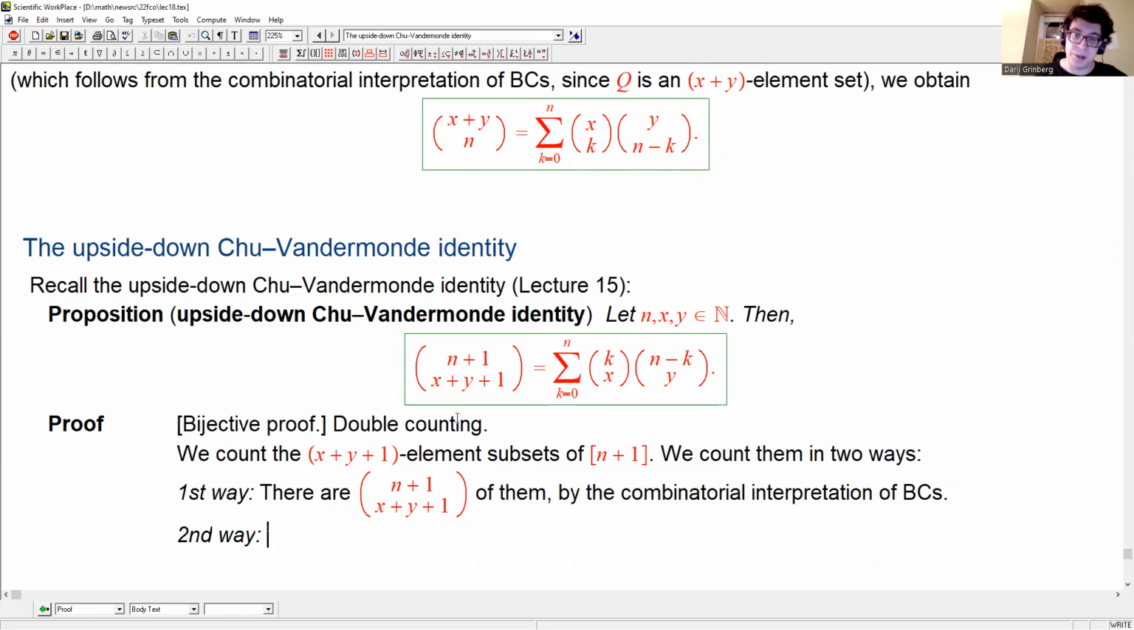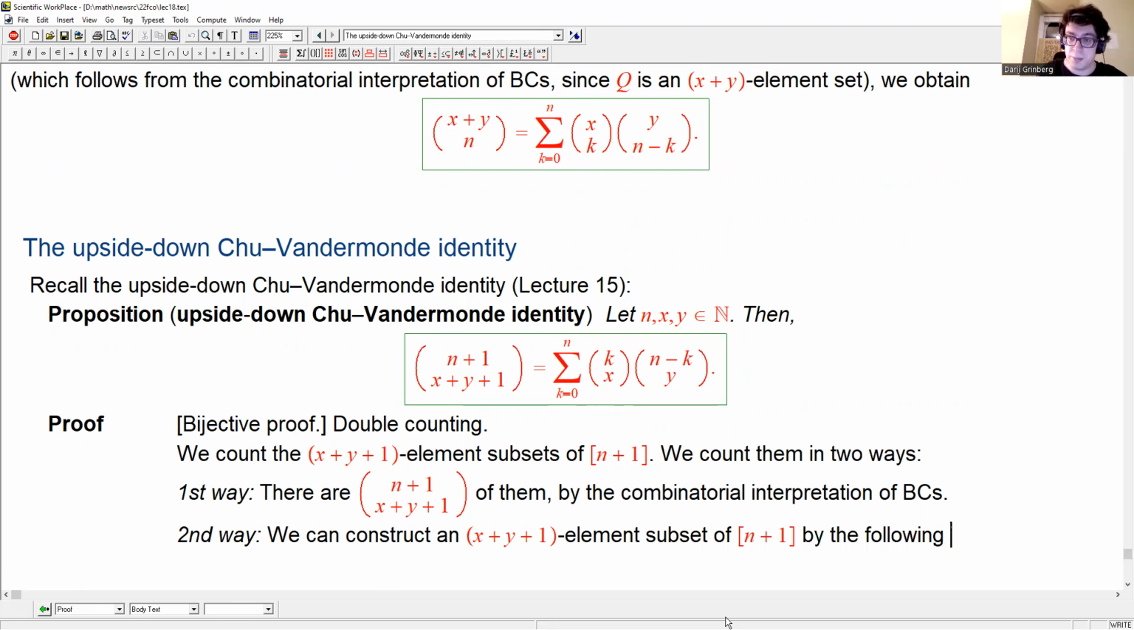Now comes the conundrum. How do we get the right-hand side? By counting the subsets. So we have to split them apart according to some value, such that if this value is chosen to be k, the number of options is k choose x times n minus k choose y. It turns out that this way to construct them is the following. So we can construct such a subset by the following procedure.